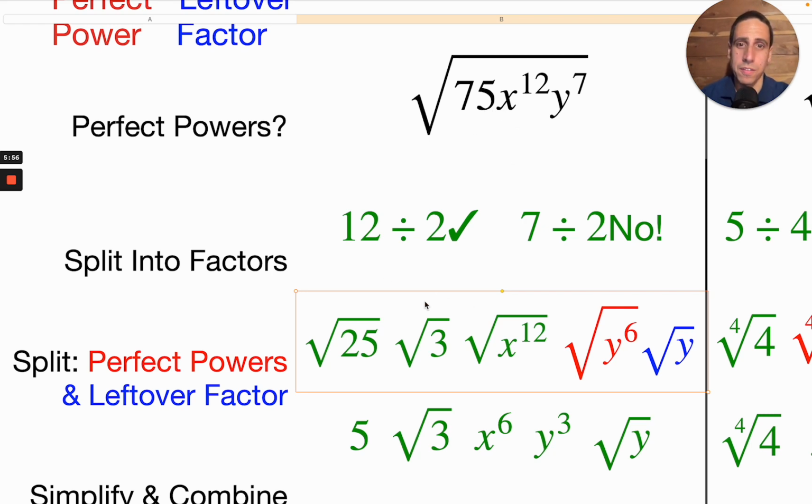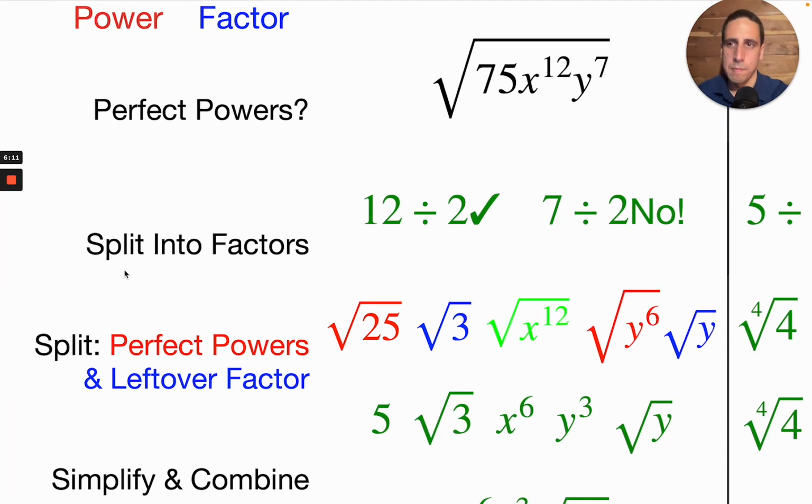I'm going to split the 75 into the square root of 25 and the square root of 3, because there's a perfect power here. I should have made this red. The square root of 25 is a perfect power, and the square root of 3 is a leftover factor. Okay, so this is the perfect power, and this is the leftover factor. And this is also a perfect power, and this is a leftover factor, because y to the 6th times y is y to the 7th.